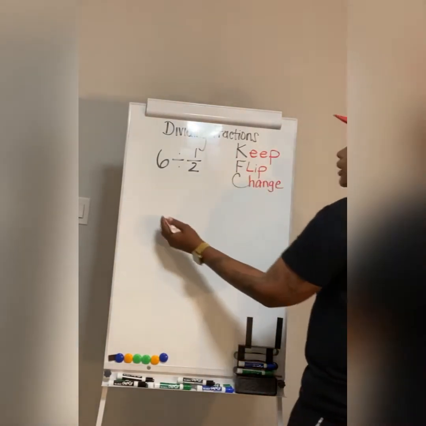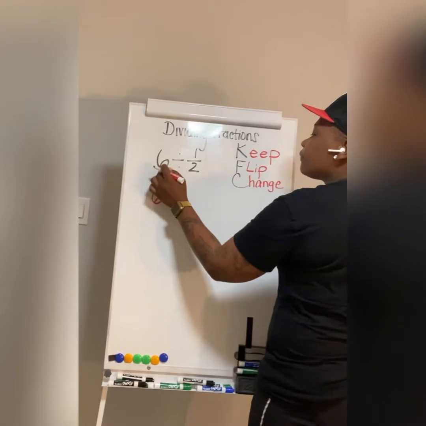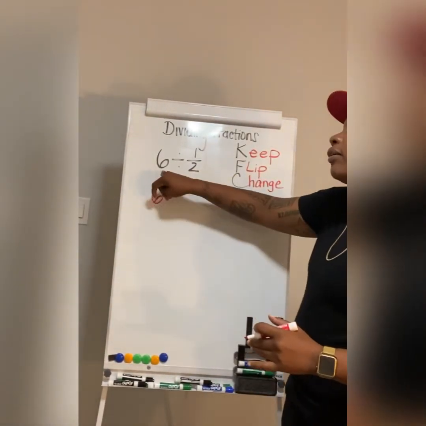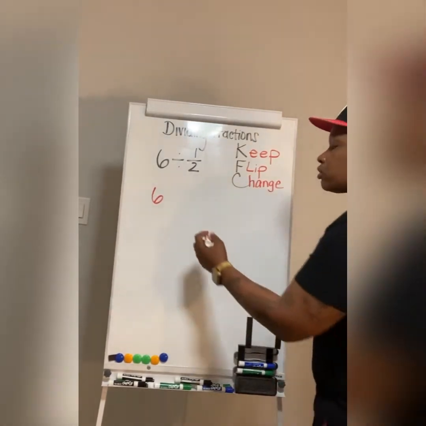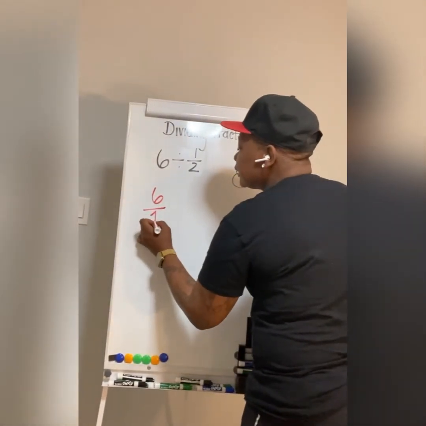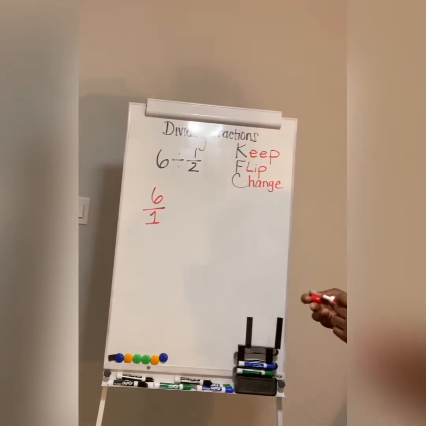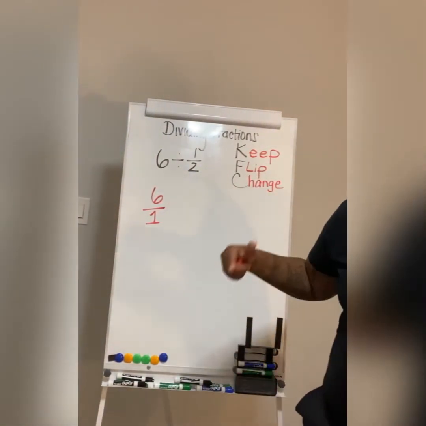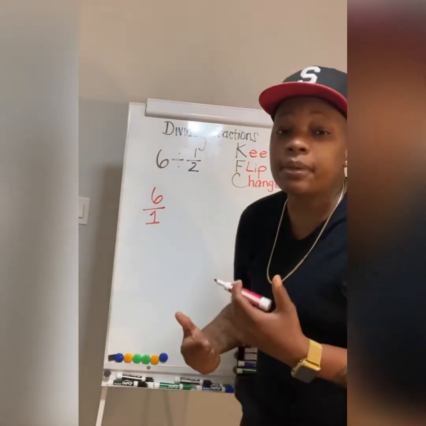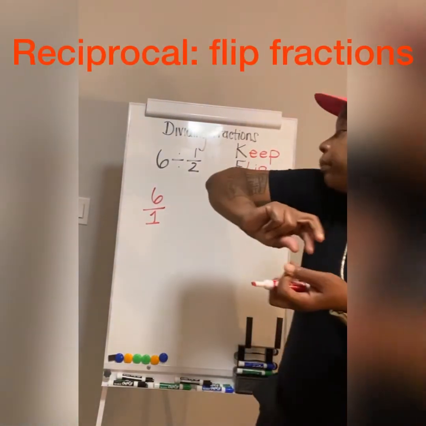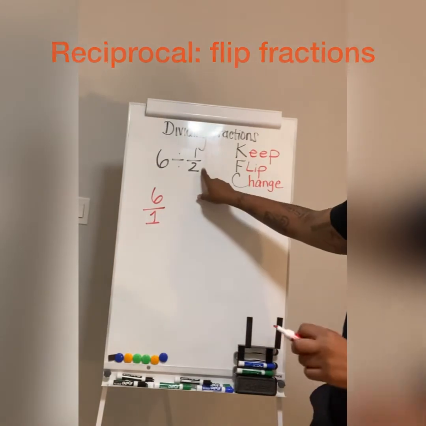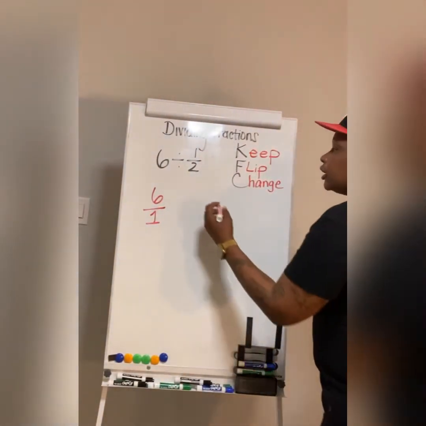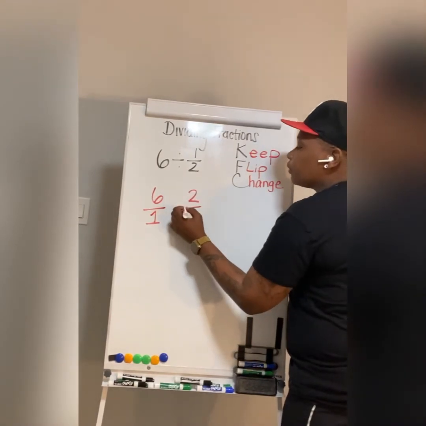So keep means I want to keep my first fraction. So we all know anytime we have a whole number, that number is really over 1. So this is 6 over 1, right? Then I want to flip my second fraction. Flip in math terms means reciprocal, meaning we're completely just flipping it over. Our denominator now becomes our numerator, and our numerator now becomes our denominator. So this is now 2 over 1.